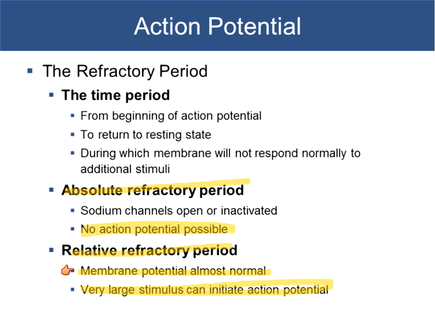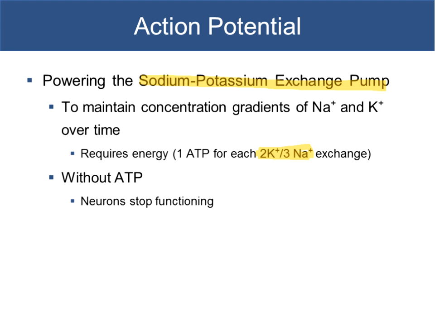During relative refractory period, many of those sodium ion channels are closed. So our membrane potential is almost at -70 millivolts. It's getting pretty close to normal. So if we have a big enough stimulus, enough sound, enough pressure, enough whatever it is, then you may be able to generate a relative refractory period. Or I'm sorry, an action potential.